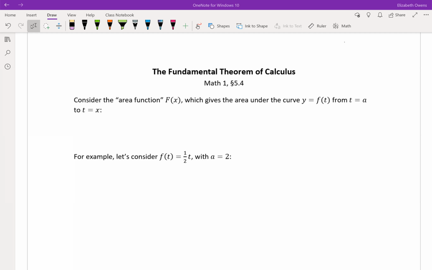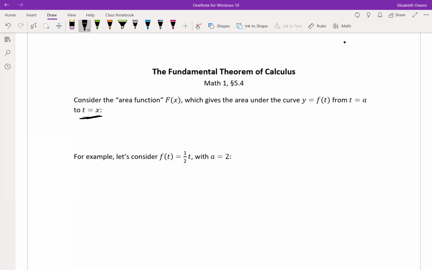As a little intro to part 1, we are going to consider the idea of an area function, F of x. This is going to give the area under the curve y equals f of t from t equals a to t equals x. Now notice that it's a little different variable-wise from what we usually do. This is not y equals f of x, it's f of t. And x is actually one of our endpoints of the interval that we're looking at.